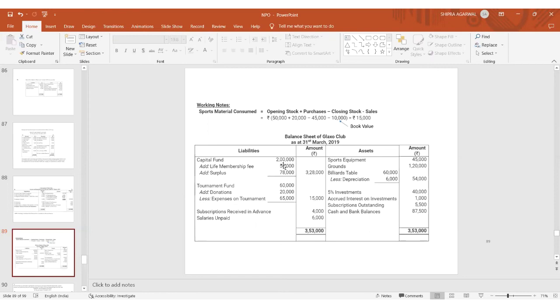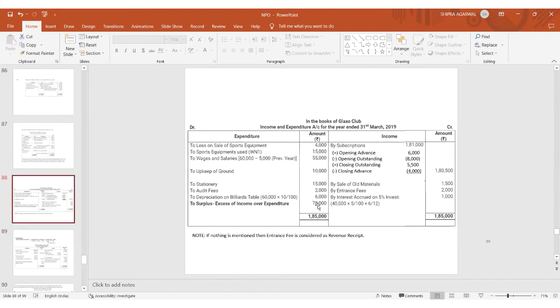Right, capital fund is given to us as 2 lakhs. Life membership fee during the year is 50,000 and a surplus of 78,000 from the income and expenditure account has been calculated. When we do the total, you can see my debit side is less as compared to my credit side. So when my debit side is less, what does it mean? My expenditure is less as compared to income.